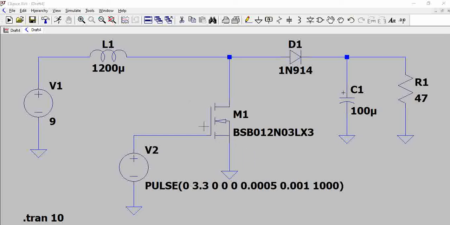selecting the MOSFET, and also selecting the duty cycle of this particular MOSFET gate voltage. So that based on the variation of this duty cycle, the MOSFET switches, and then the diode basically helps to isolate, and the output capacitor helps to sustain the voltage.